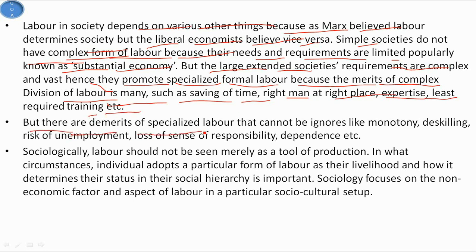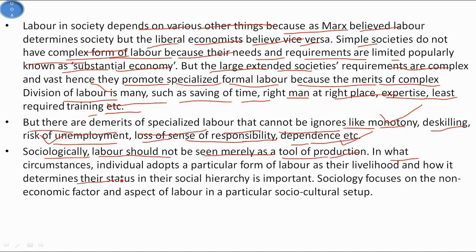But there are demerits of specialized labor too that cannot be ignored, like monotony, because if you do the same work or are specialized in a specific subject, the work will become monotonous at times. It leads to de-skilling, risk of unemployment, loss of sense of responsibility, and dependence. Whenever dependence increases, you always need some persons for your dependency, and dependence leads to the demerits of specialized labor. So sociologically, labor should not be seen merely as a tool of production.